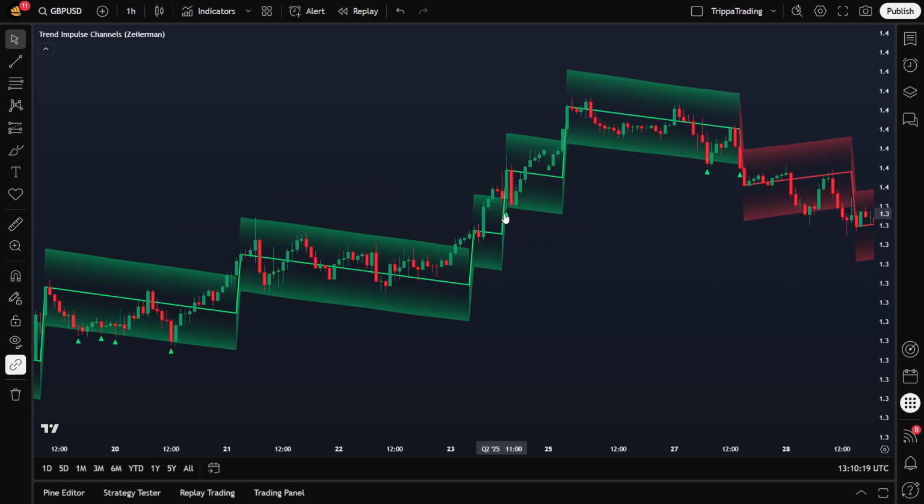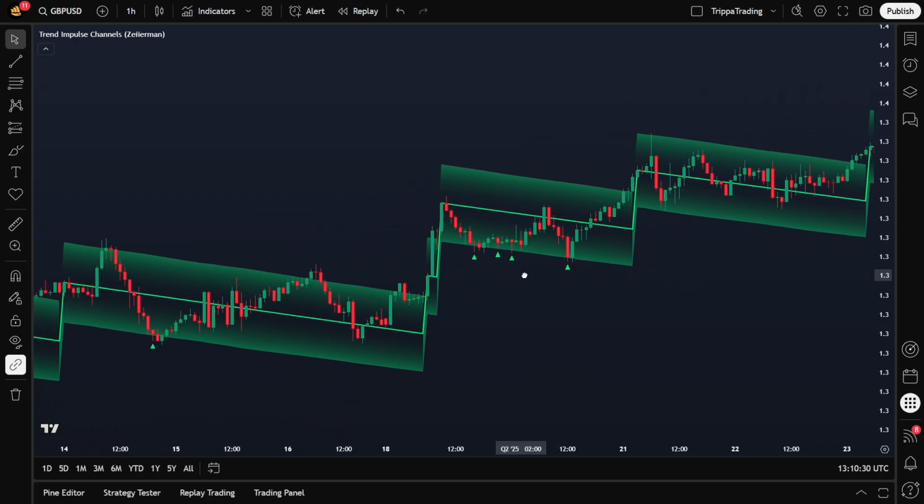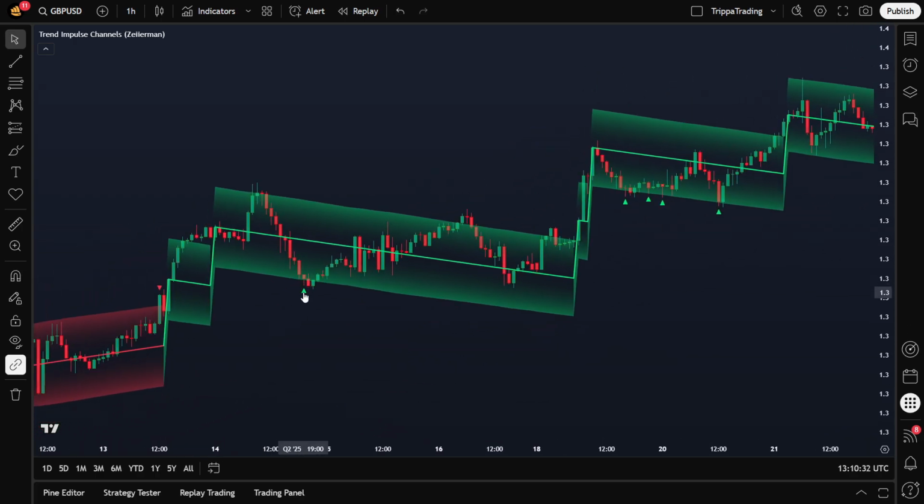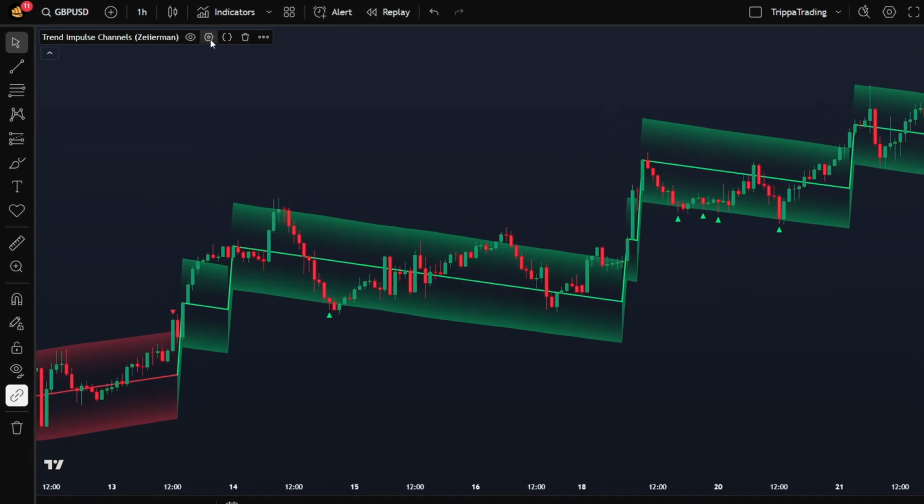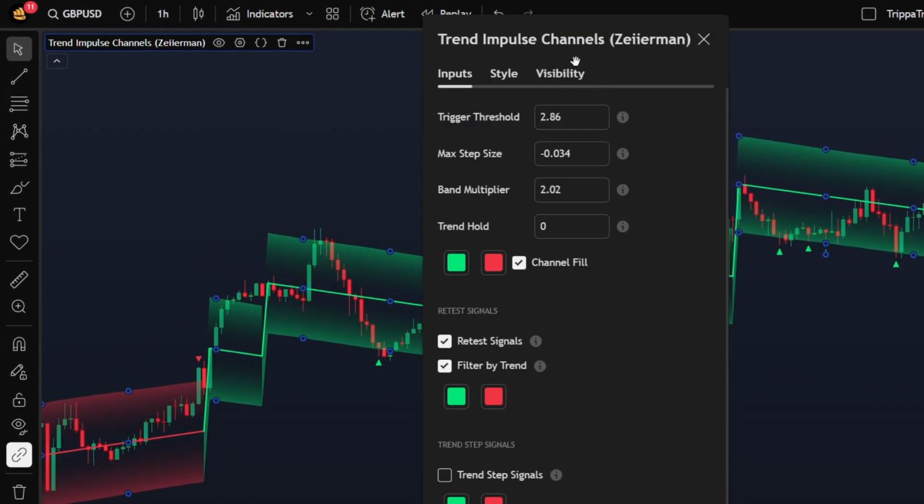There are also triangle-shaped retest signals that can pop up. These show when price has pulled back to the edge of the channel and might be getting ready to continue in the same direction. These are great for spotting potential pullback entries. Now, let's dive into the settings you can change to suit your style. You can open the settings from here.